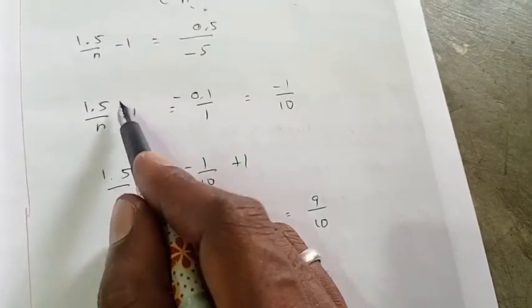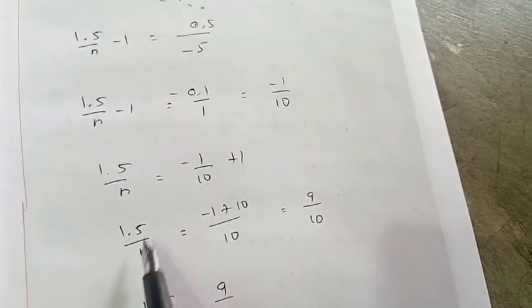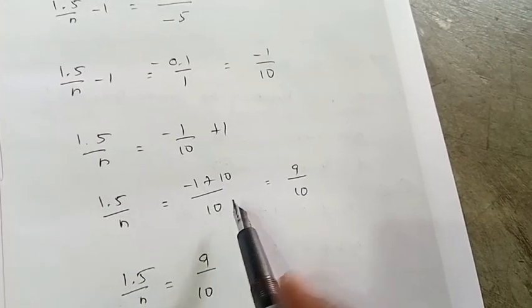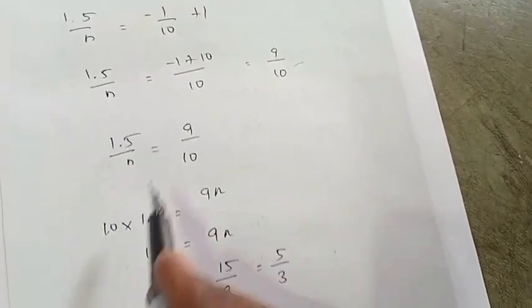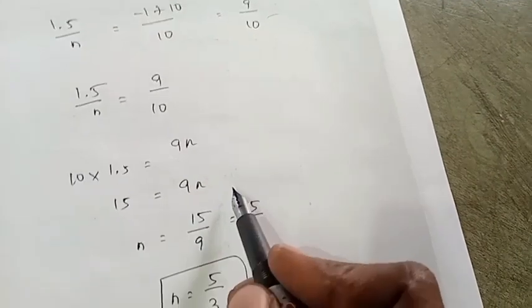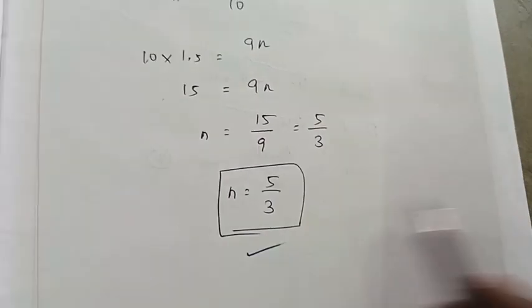So this minus 1, if you take it to the right side, becomes plus 1. So 1.5 divided by N is equal to minus 1 LCM, minus 1 plus 10 divided by 10. So 9 by 10, 1.5 is equal to 9 by 10. So just arrange the terms, 10 into 1.5 is equal to 9 N, 15 is equal to 9 N, so N is equal to 15 divided by 9. That means 5 by 3.